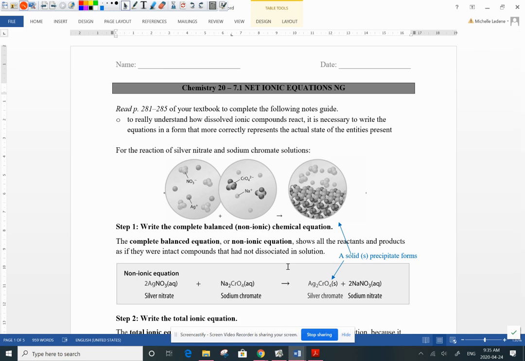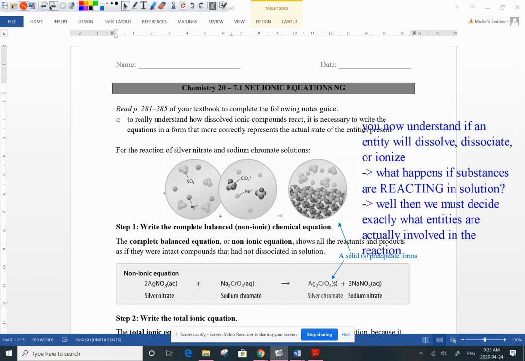Here is a video for you on how to do net ionic equations. So we have already learned about what happens to a solution in water. So will that entity, that substance, that acid or base or whatever the substance is, we call it an entity. Is it going to dissolve? Is it going to dissociate? Or is it going to ionize?